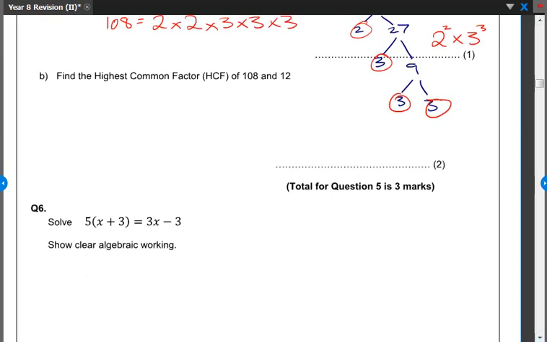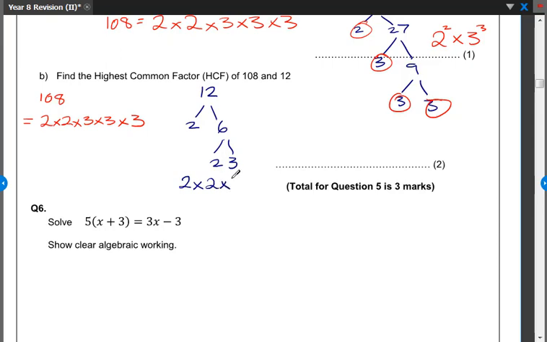Find the highest common factor between 108 and 12. Well, we already know 108 equals 2 times 2 times 3 times 3 times 3. So let's find out for 12. Straightforward. 12. So 2, 6, 2, 3. So we can see 12 is 2 times 2 times 3. So you can clearly see what's common. Well, it's 2 times 2 times 3 and 2 times 2 times 3.